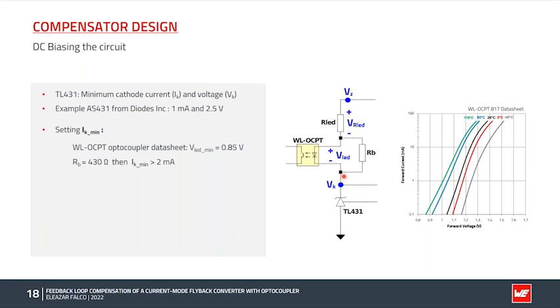The minimum LED forward voltage of the WL-OCPT optocoupler, and we see here the curve from the datasheet, of around 0.85 volt, is then considered. And if we select a 430 ohm resistor for RB, we ensure a minimum bias current to the TL431 of 2 milliamp.